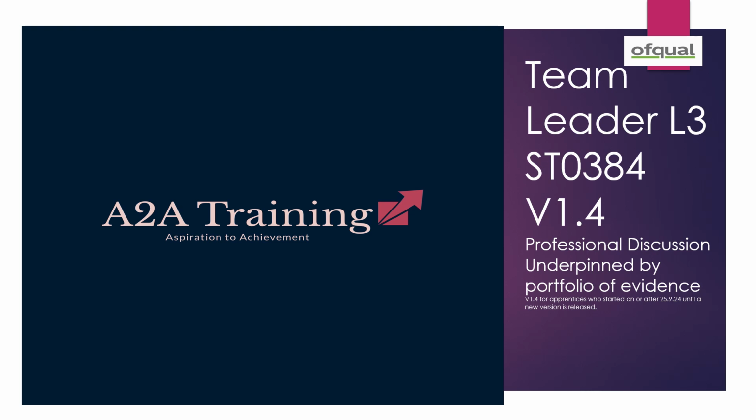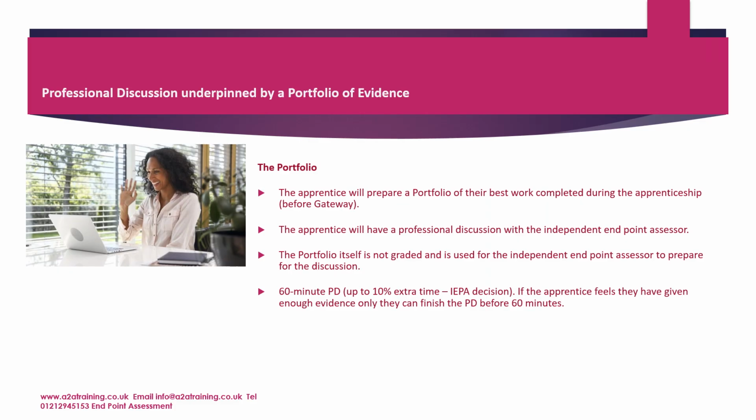We're talking about the Team Leader Level 3 Endpoint Assessment for version 1.4 and the assessment relating to the professional discussion underpinned by the portfolio evidence. So the apprentice will prepare a portfolio of their best work completed during the apprenticeship, and this will be uploaded at Gateway. As part of the EPA, the apprentice will have a professional discussion with the independent endpoint assessor, which will last around about 60 minutes.